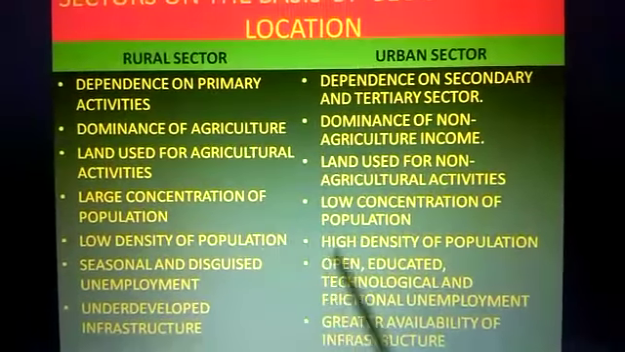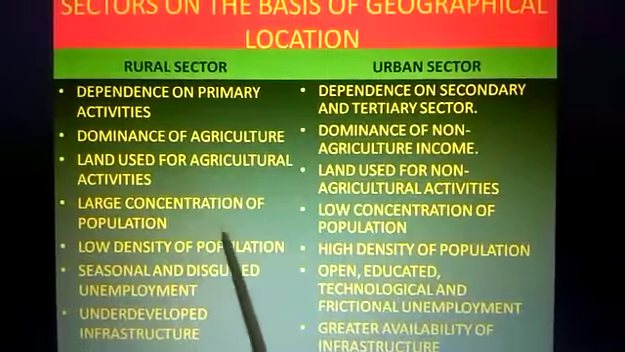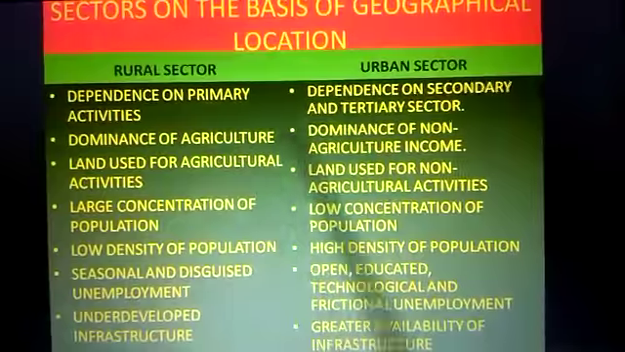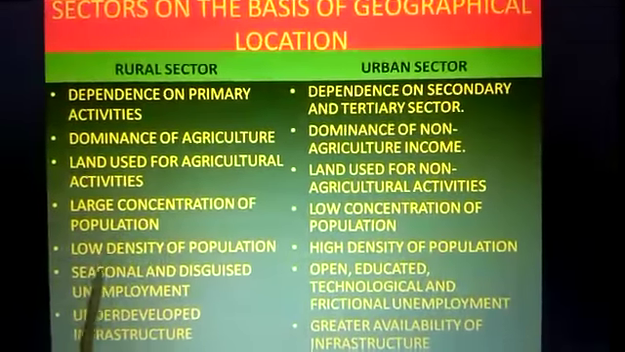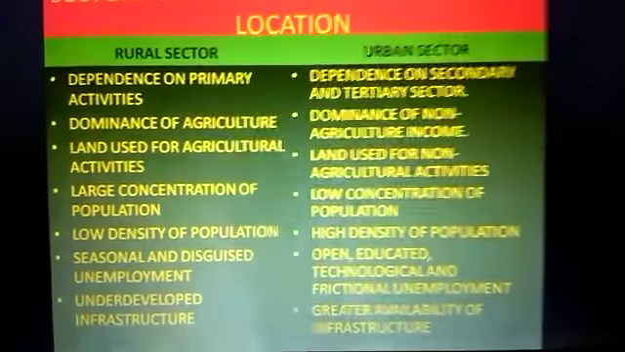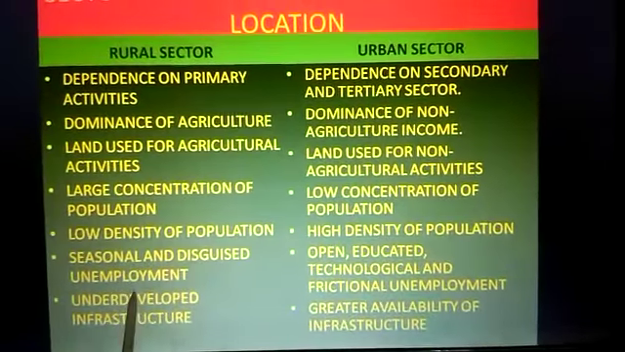That means in 1 square kilometer, here fewer people reside, stay. So that makes the density less and here the density is more. Then here there are two types of unemployment. One is seasonal.